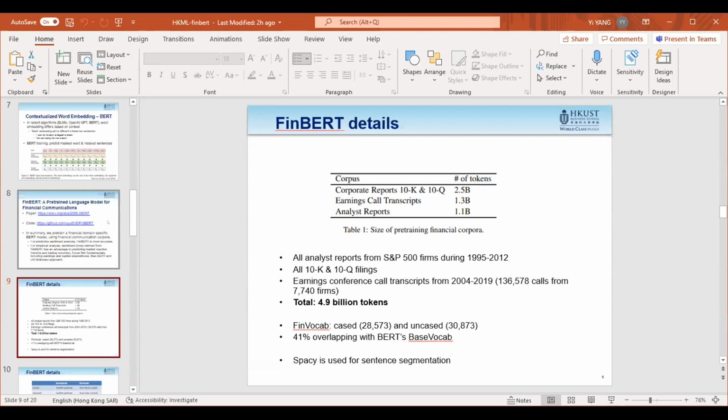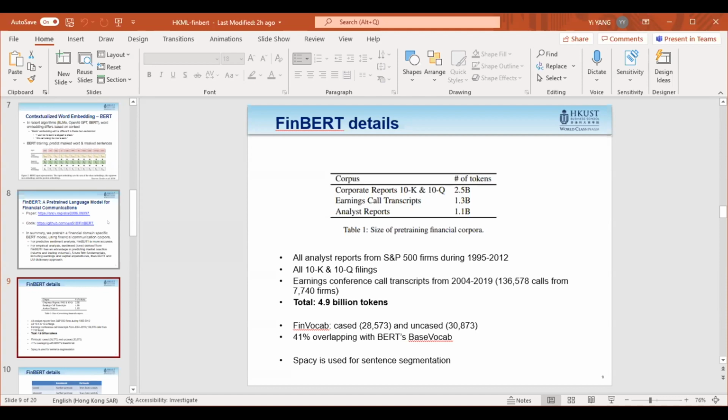To give you a comparison, if I remember this number correctly, the BERT model is trained on a corpus with about 3.3 billion tokens. So our data set has way more tokens than BERT's training data set.